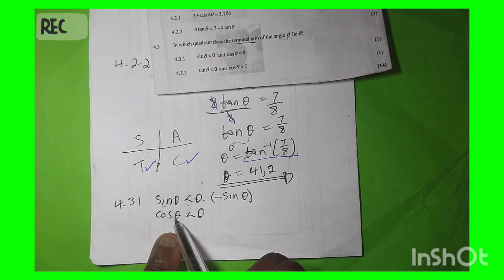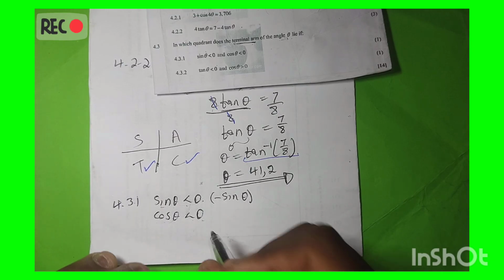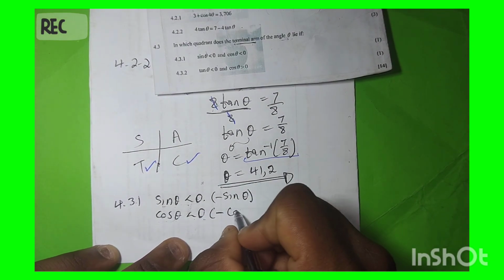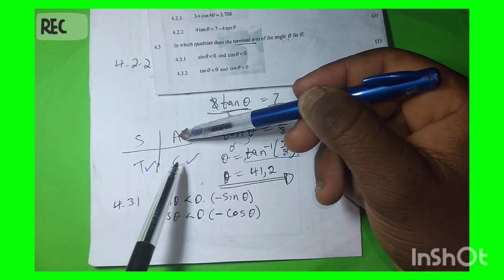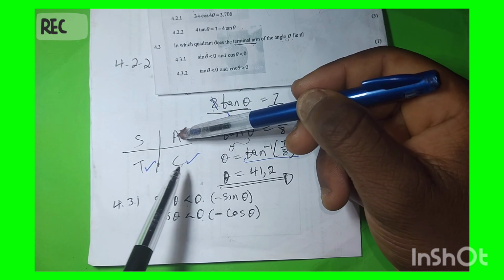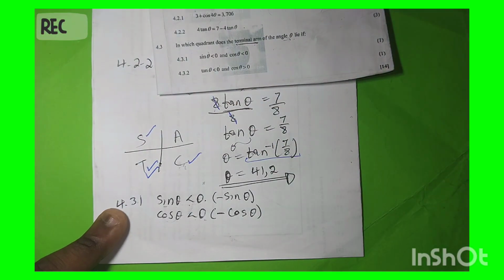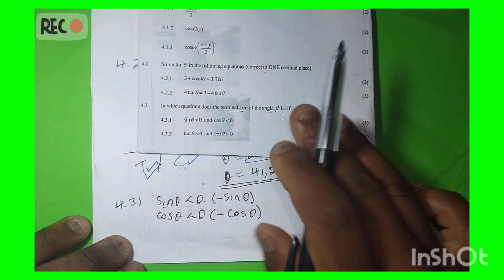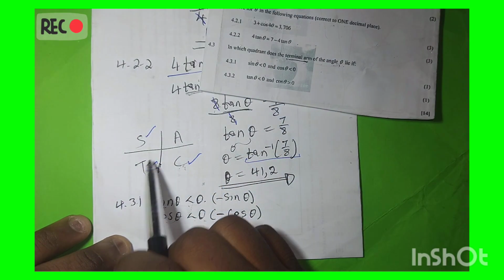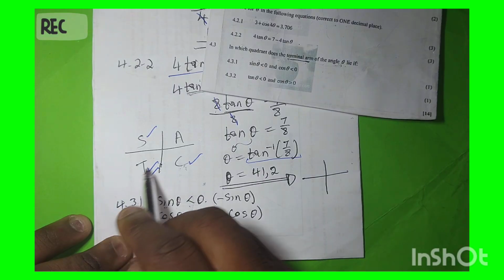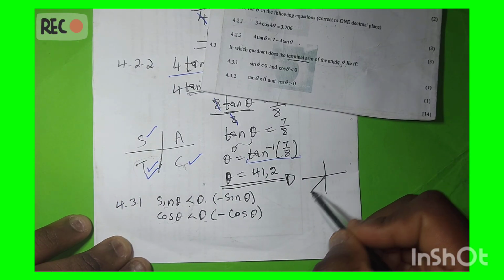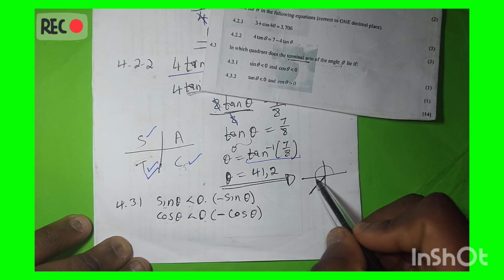You are also given that cos theta is less than 0. Something that is less than 0 is negative, so we should check where cos will be negative. In these two quadrants cos is positive, meaning in this one cos will be negative. Meaning our terminal arm of the angle will be in the quadrant where we tick twice.